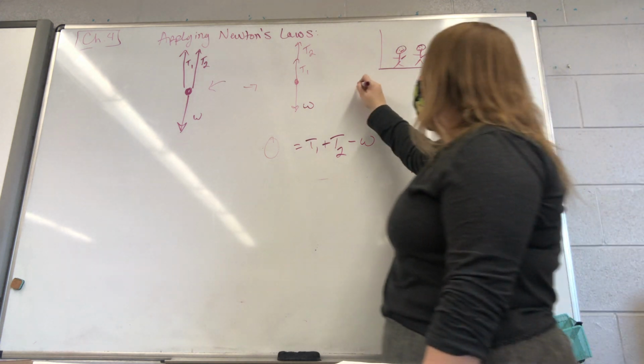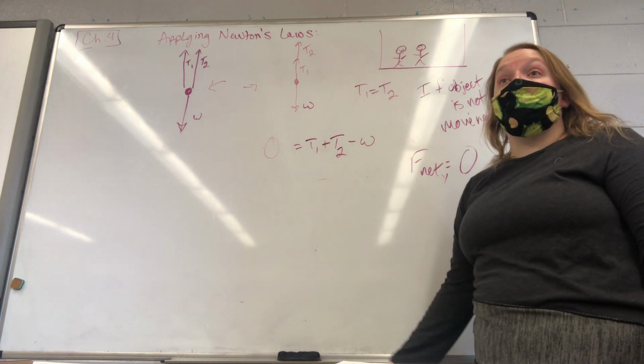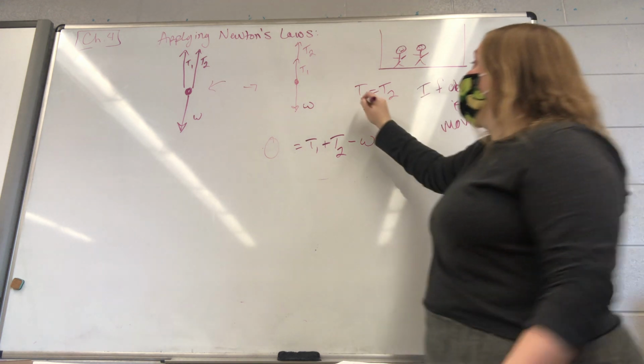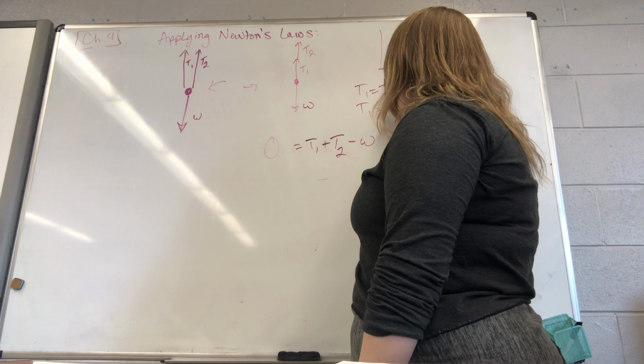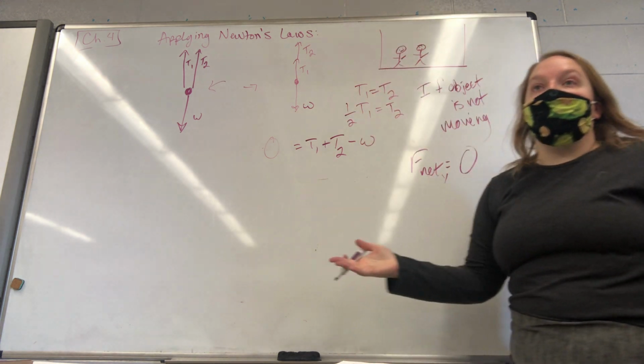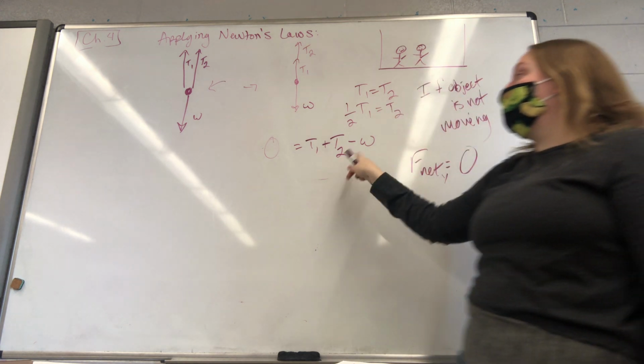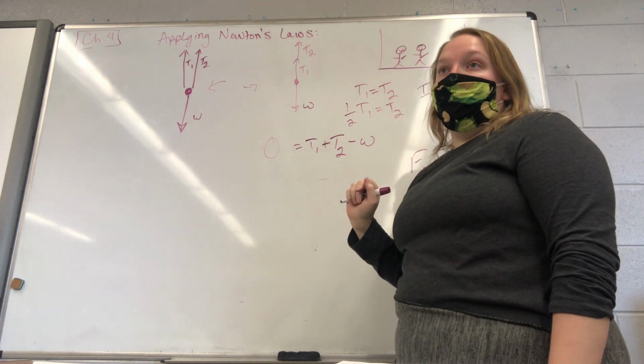You'd have to be told that the tensions are equal, or that T1 is 1/2 of what T2 is. Either way, you'd have to be given some information about what the tensions are in order to plug them in down here. Why do you subtract?